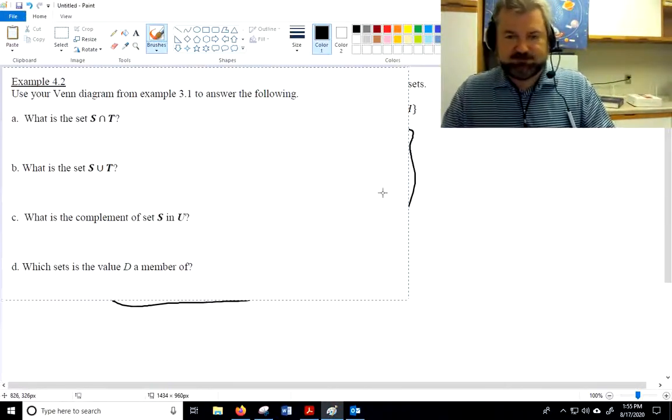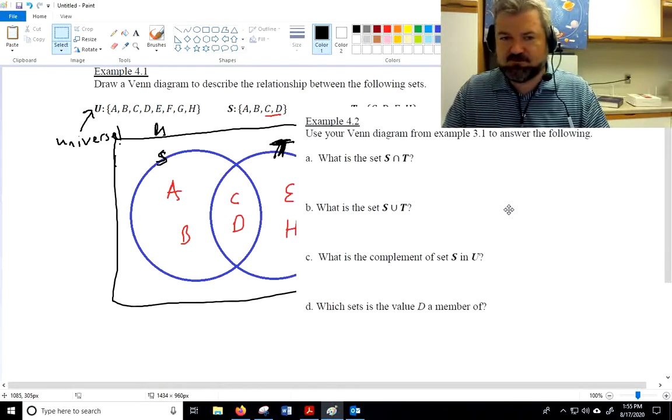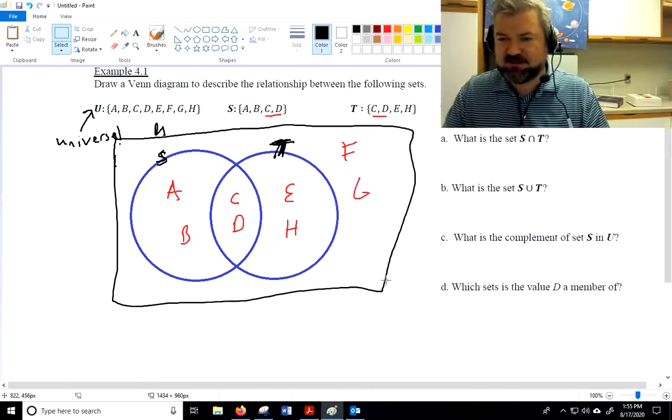Okay. And of course, I'm referencing the wrong example number. It says use your Venn diagram from example, well, it should be 4.1 to answer the following questions. So sorry about that little misspelling.